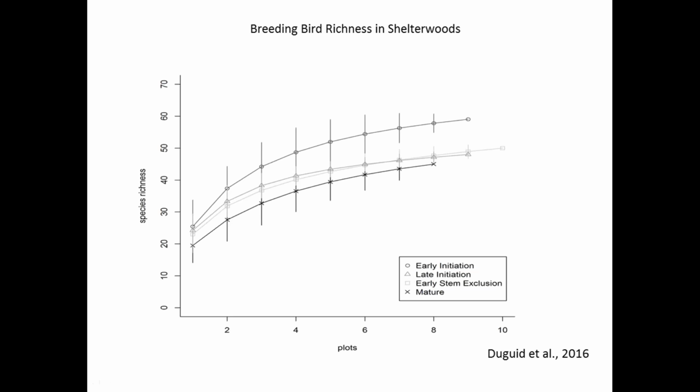Early initiation is really between 0 to 7 years in age class. Late initiation, the triangles, relates to 7 to 14 years in age class. The crown canopies really close around 12 years. And then early stem exclusion is 14 to 20 years in age class in terms of shelterwood development. And what you can see is, if we're looking at breeding birds as one huge organismal taxa of diversity in our habitats and regeneration methods, the breeding bird diversity is significantly above in the early shelterwoods, as measured by species richness, and then gradually declines as the shelterwoods develop to the mature forest. This is the number of plots that we have.